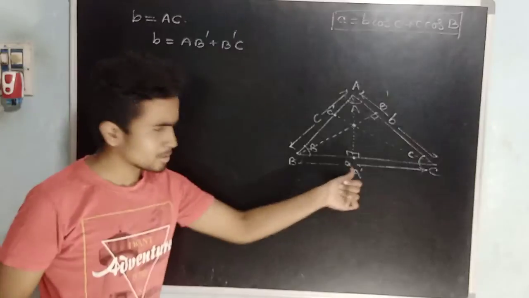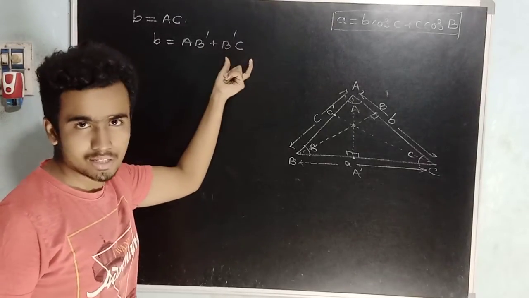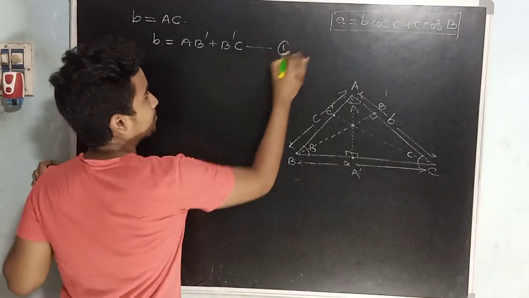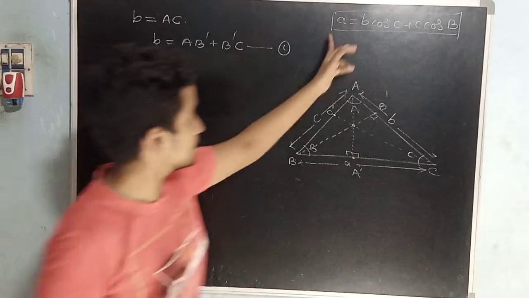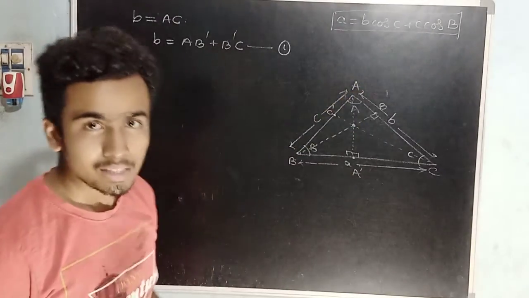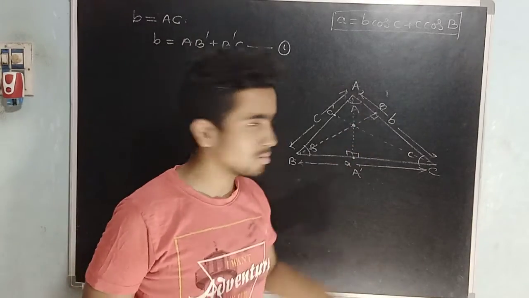With respect to what we have done, we found the values of these two lengths and substituted them into this equation, and we got the formula a equals b cos C plus c cos B. In the same manner, the same method I am going to repeat with respect to side AC, whose length is b.